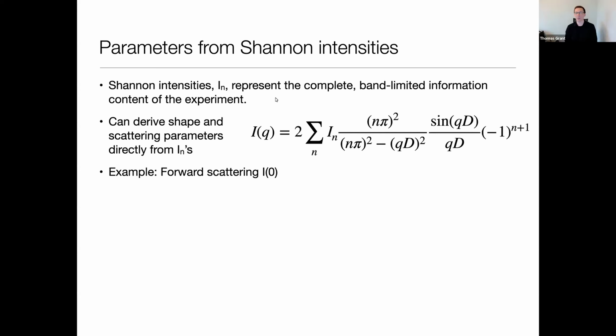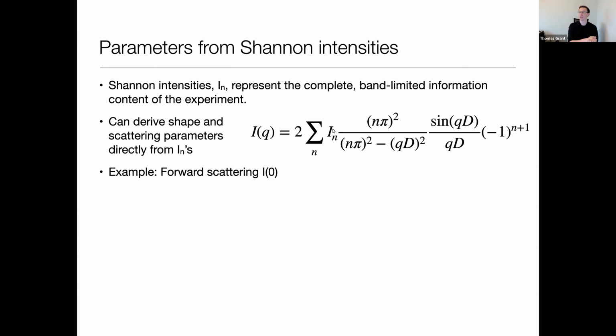And this is really the key point to take away from all of this, is that the Shannon intensities, the In's, represent the complete band-limited information content of the experiment. And that means that whatever information you could get from either the I of q curve or the P of r curve, you can also get, in theory, from the In's directly, because they encapsulate all of this information.